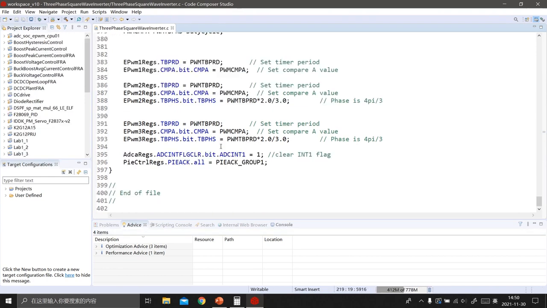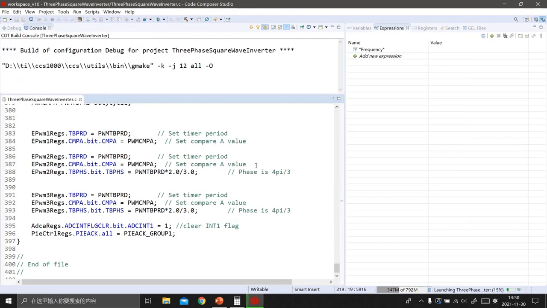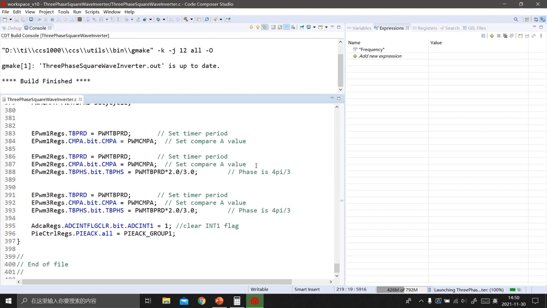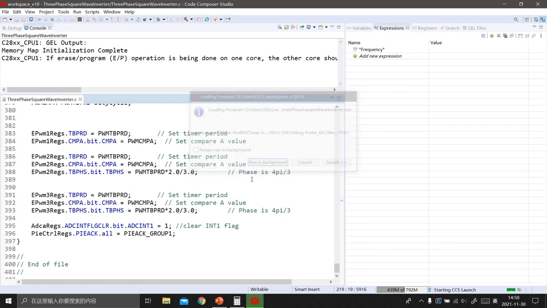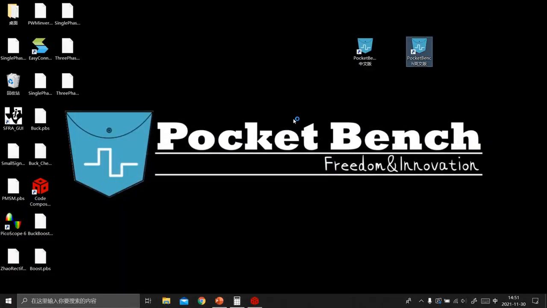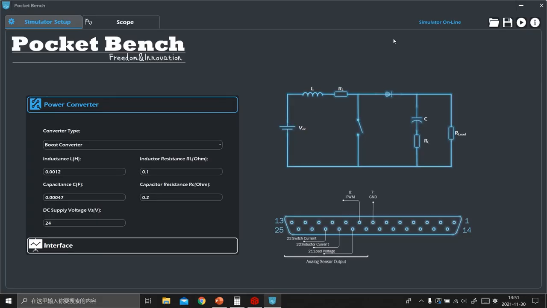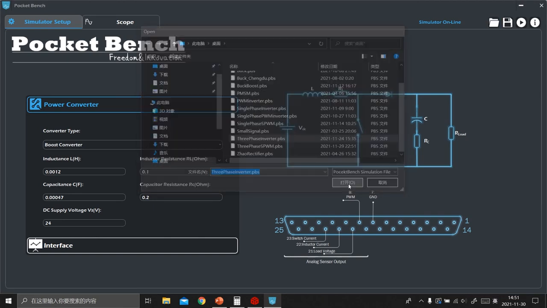Okay, next, let's start doing the experiment. First, deploy the program to the DSP. Then start the controller. Okay, so the initial output frequency is 100 Hz. So next, let's start the PocketBench software and load the three-phase inverter profile.